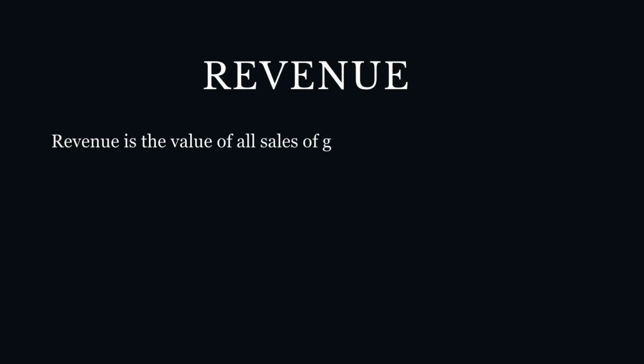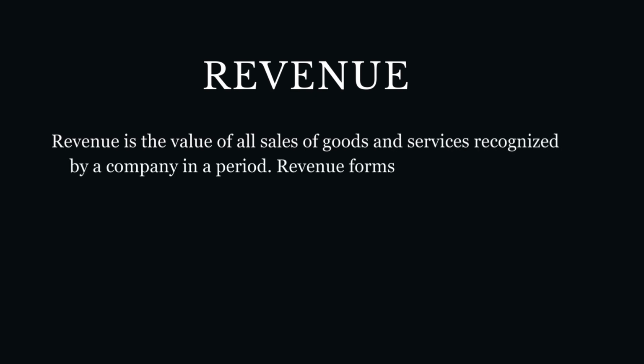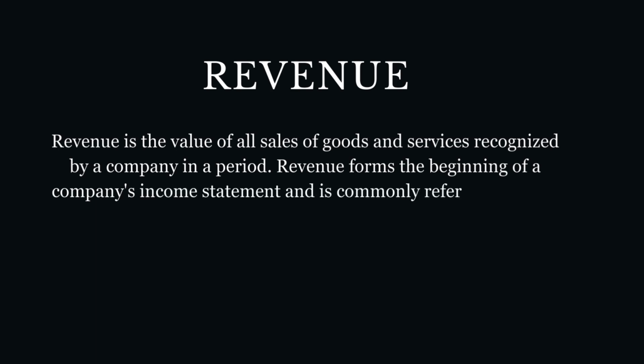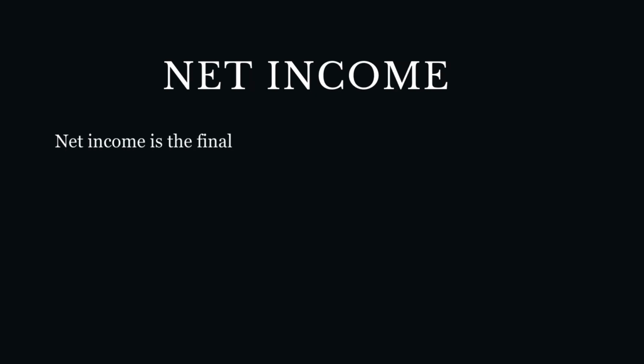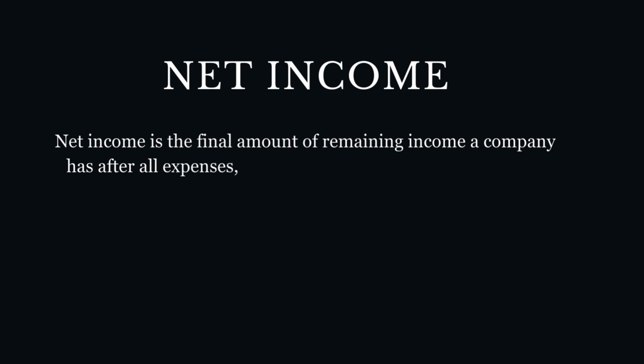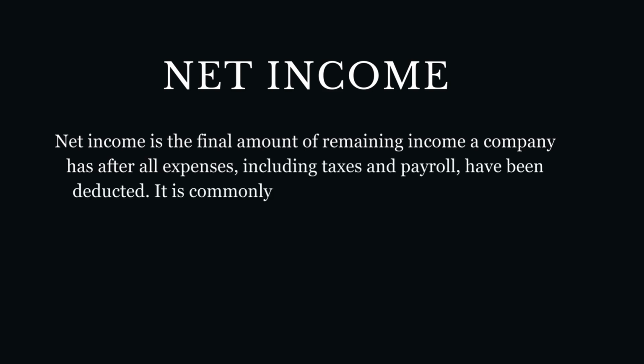Revenue. Revenue is the value of all sales of goods and services recognized by a company in a period. Revenue forms the beginning of a company's income statement and is commonly referred to as the top line. Net income. Net income is the final amount of remaining income a company has after all expenses, including taxes and payroll, have been deducted. It is commonly referred to as the bottom line.